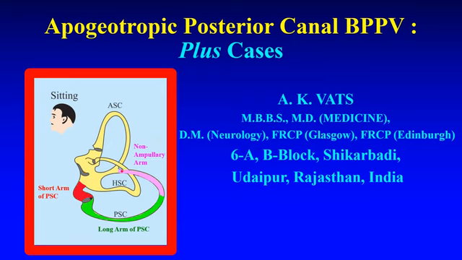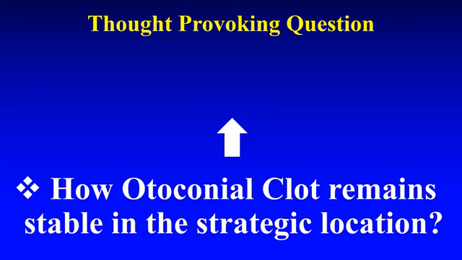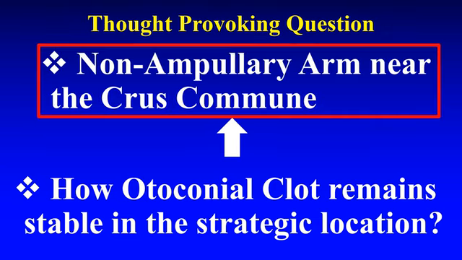Just see that I am using the word embedded for a particular reason that you will know over a few slides. In the non-ampullary arm results in the peripheral positional downbeat nystagmus, which is now the most common cause of positional nystagmus which is downbeating and peripheral in origin. The third provoking question is why, how otoconal clot remains stable in this strategic location, that is the non-ampullary arm near the crus commune.